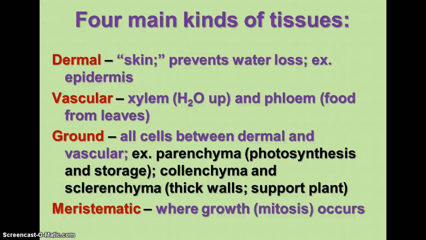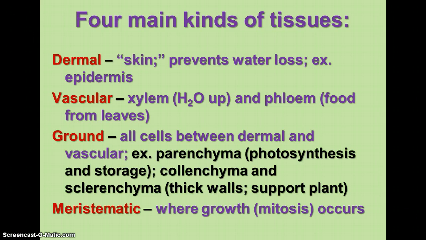So the four kinds of tissues are dermal tissue, vascular tissue, ground tissue, and meristematic tissue. The dermal tissue is kind of like skin. It prevents water loss. An example would be like the epidermis. And in plants, you have epidermis and endodermis and a couple of other dermal kinds of tissues in various places.